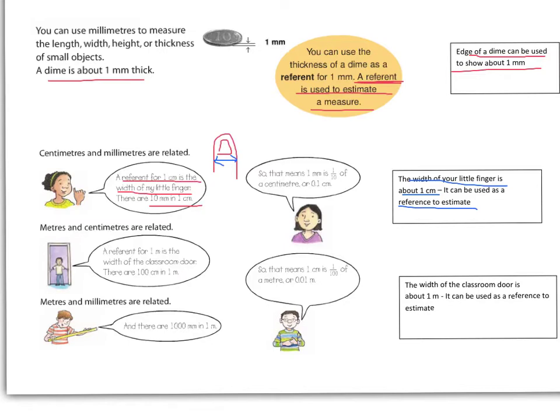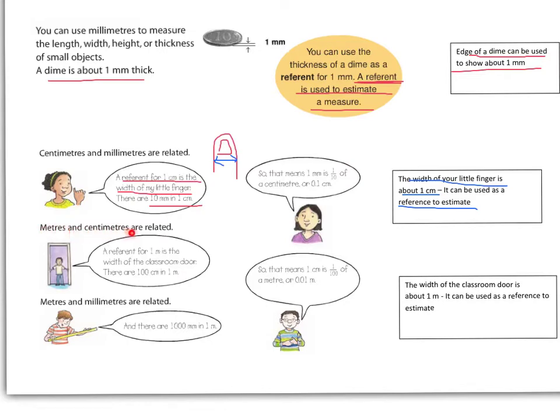We've also touched on this. If we know that there's 10 millimeters in 1 centimeter, that also means that 1 millimeter is 1/10 of a centimeter. 1/10 is a fraction, or 0.1 as a decimal, doesn't matter. It's about 1/10 of a centimeter.